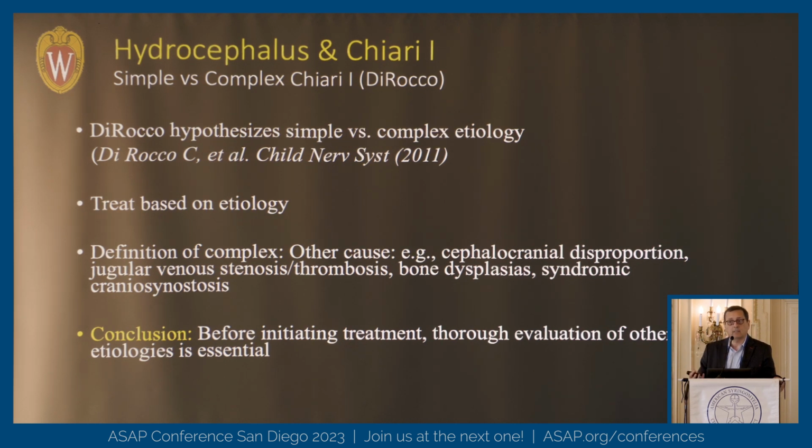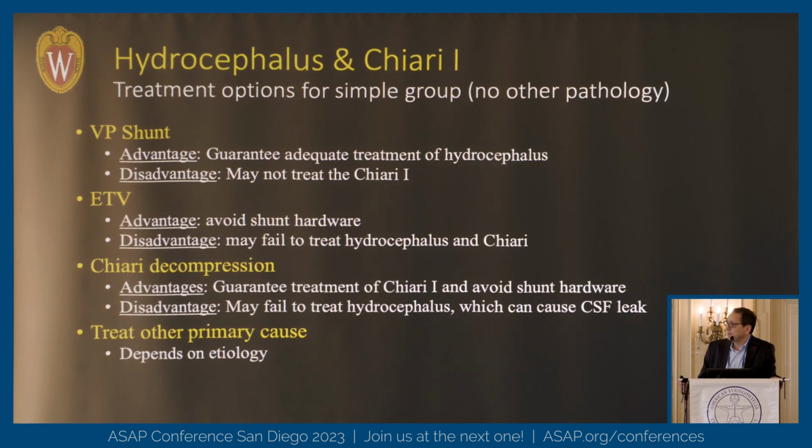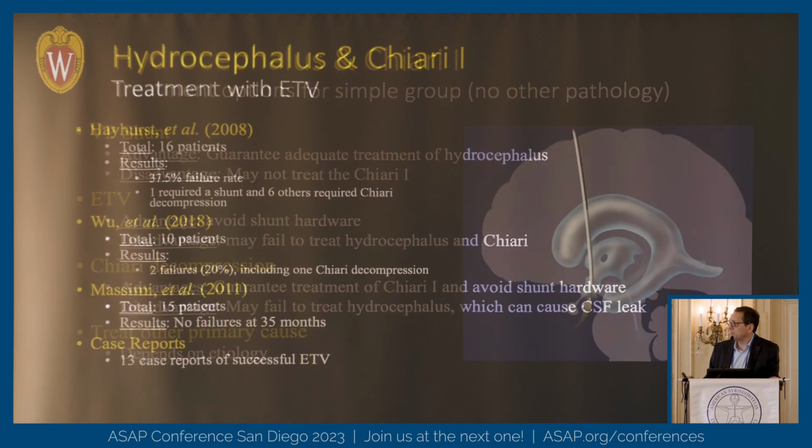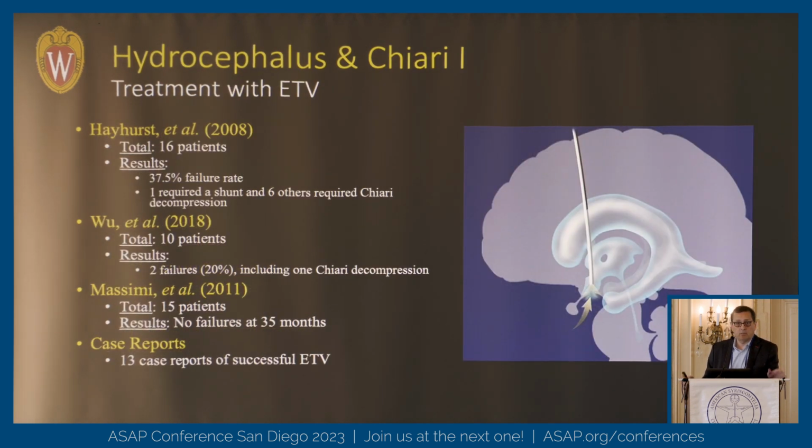It can cause secondary Chiari malformation. That can cause hydrocephalus. And the treatment is to decompress the skull above, not to shunt and not to do a Chiari decompression. So he says we have to first separate the simple from the complex. Then you look at the various options that we have. We can do a shunt, we can do an ETV, we can do Chiari decompression, and we can treat other primary causes. The data are not huge.